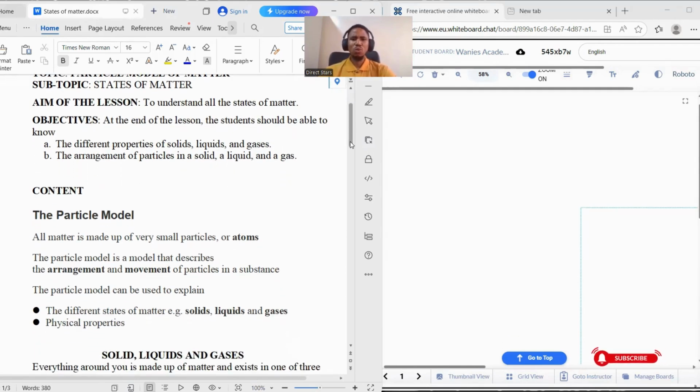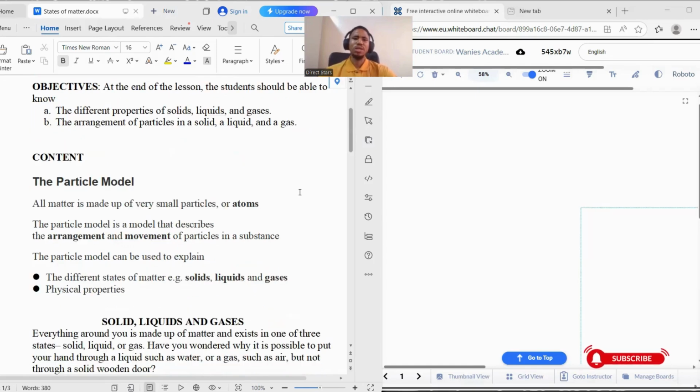Firstly, we need to understand what the particle model is. Yes, particle model. What does it mean? All matter is made up of very small particles, and another name for these small particles is atoms. This particle model is the model that describes the arrangement and movement of particles in a substance.